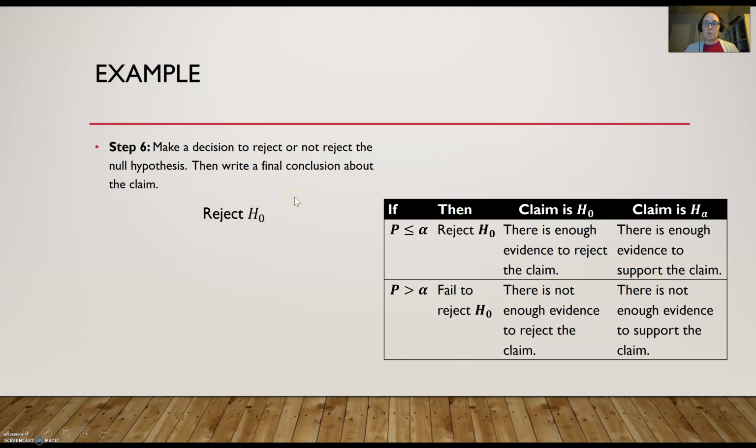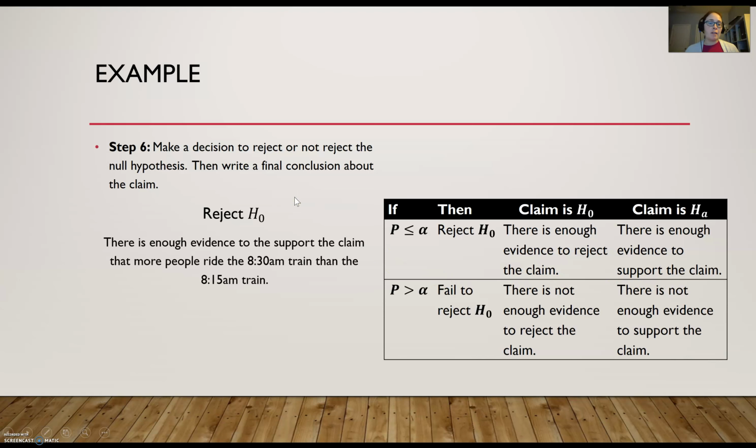So my final statement is just going to add some context to that. So there is enough evidence to support the claim that more people ride the 8:30 a.m. train than the 8:15 a.m. train. And I have finished this problem.